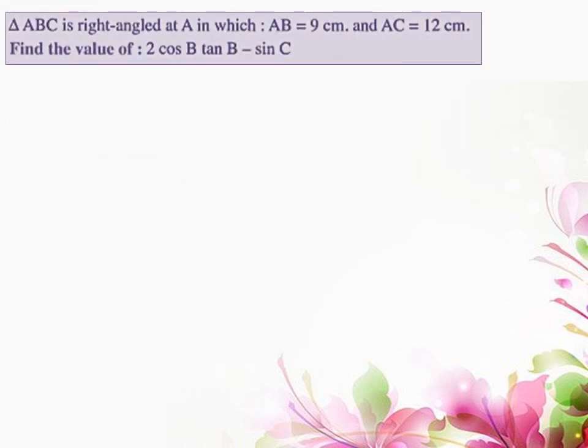Let's see another example. Triangle ABC is right angled at A, in which AB equals 9 cm, AC equals 12 cm. Find the value of 2 cosine B tan B minus sine C. In this example, first of all, you must draw this triangle. We will draw a right angle triangle like this.